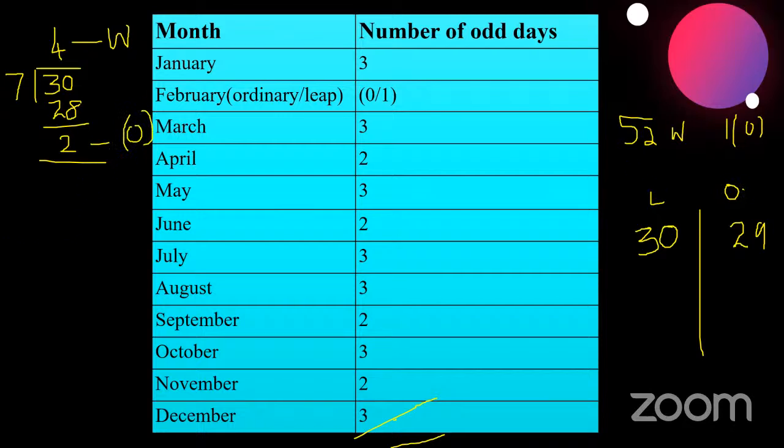In an ordinary year, 29: 4 sevens are 28 in that also, but the remaining is 1 only. So 1 is the odd day and 4 is the weeks. Clear, ma'am? Yes, ma'am.